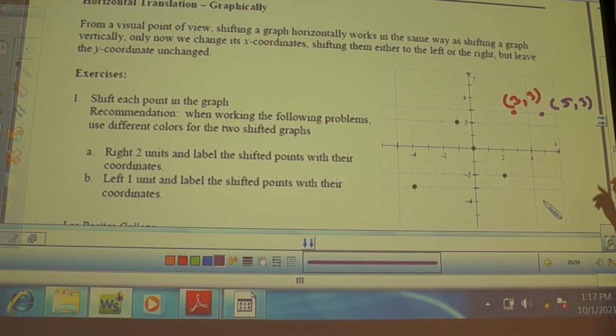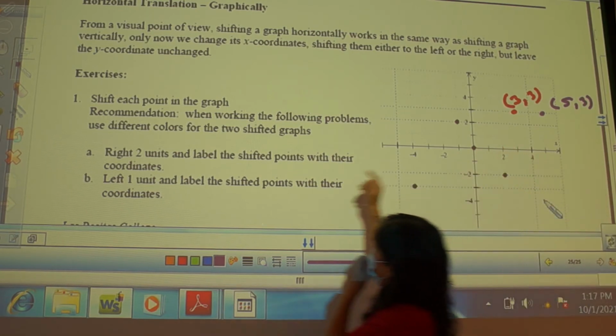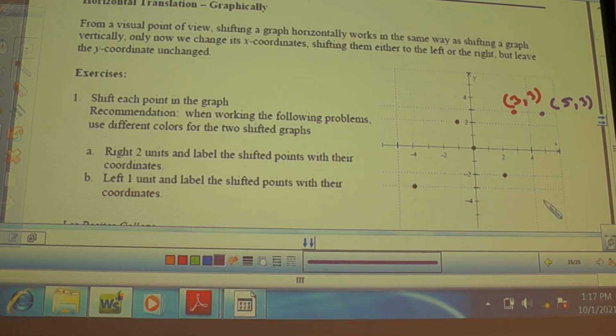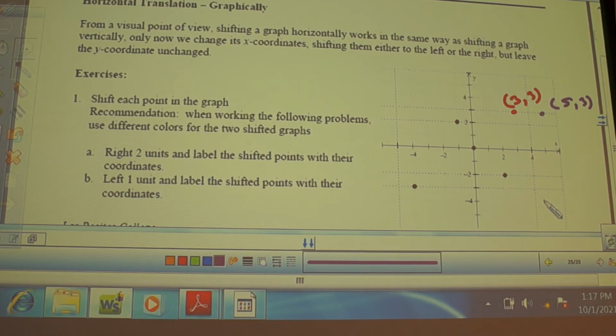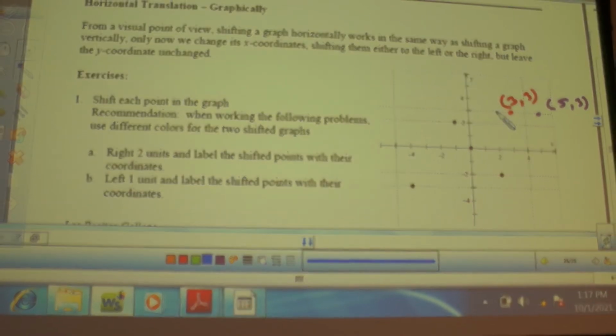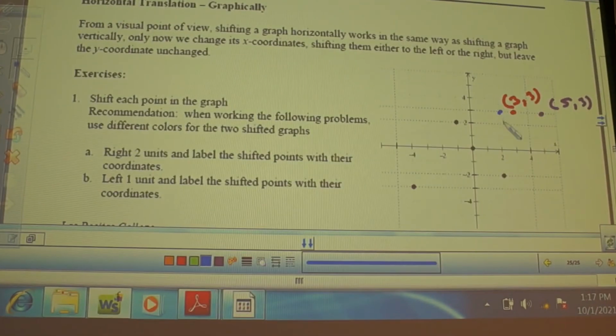If I shift it back left 1, if I shift this left 1, it goes here. So what's that? This is 2, 3. Again, my x has changed. My x has become 1 smaller.